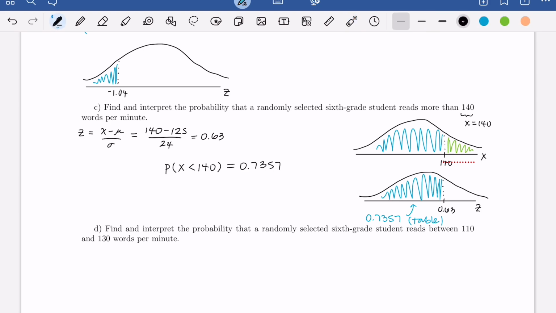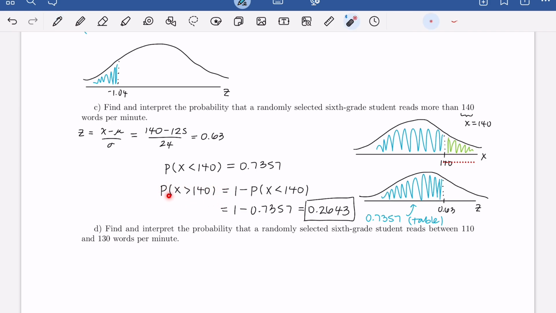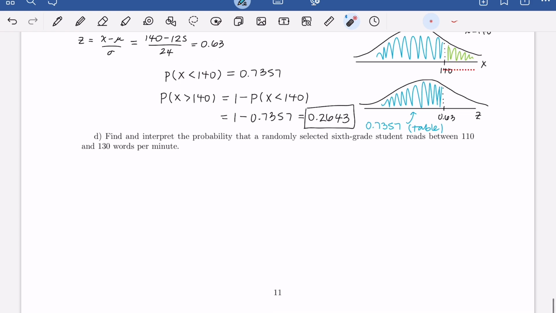So the probability that someone's going to read more than 140 words per minute is going to be 1 minus the probability that someone reads less than 140 words per minute. So this is going to be given by 1 minus 0.7357, which is going to give us 0.2643. So the probability that a randomly selected sixth grade student reads more than 140 words per minute is given by that there.